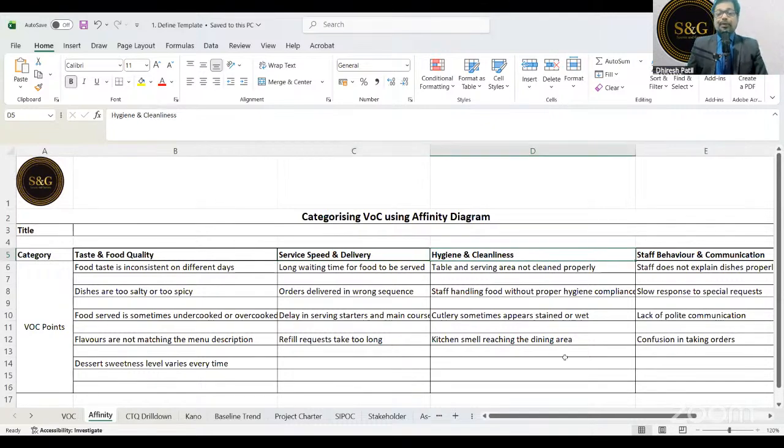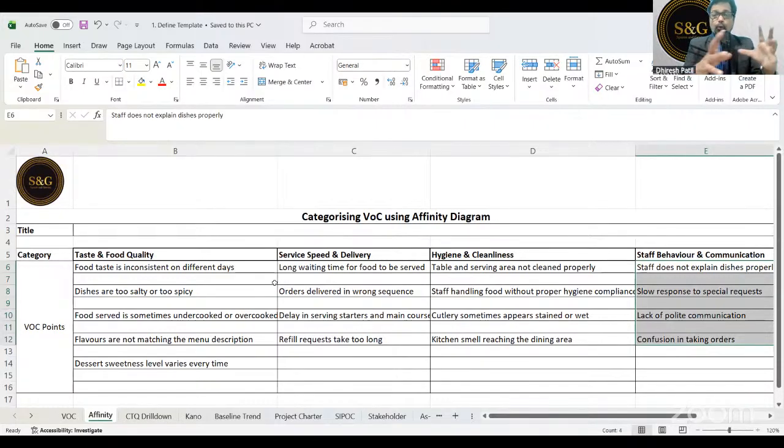Then the third group is about hygiene and cleanliness. And the fourth group is about staff behavior, communication, hospitality, all these aspects. And related voice of customers are listed over here. You can see, this is called grouping. So first we collect voice of customers, then we group them together. Okay, understand, this is just step by step you have to follow.